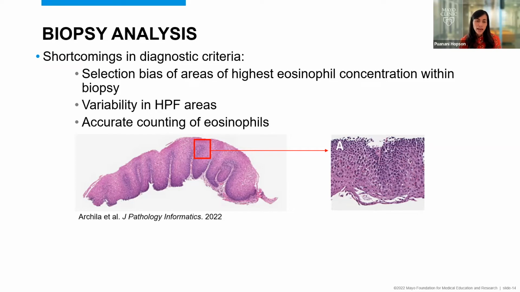So in seeing this picture, you can kind of see where there's some shortcomings. Like, why would I choose that area over another? Am I counting the right area, and things like that? So you could see how quickly, within just looking at a biopsy, you may have some variability in what you see. And so that's where I think AI can really be helpful.